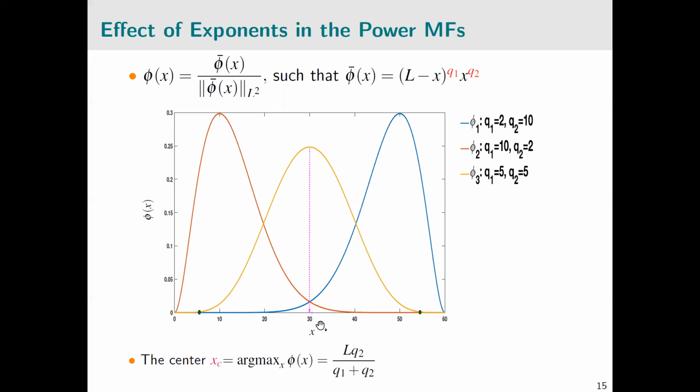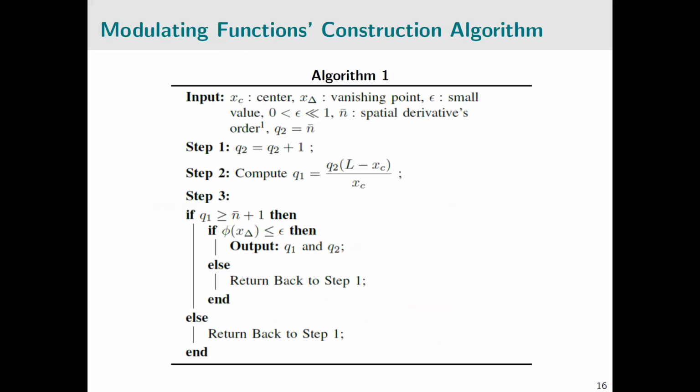And for the center, this XC, we can express its value mathematically by the following quantity. As you see, Q2 and Q1 are the main parameters for the XC. So by tuning Q1 and Q2, we will be able to tune the position of the modulating function. We use this concept and propose the following algorithm.